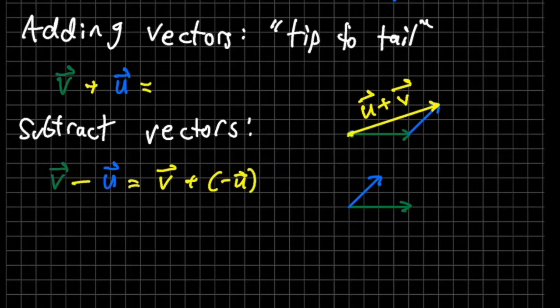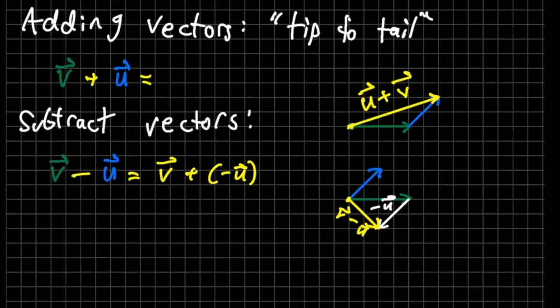And negative u is down 2, sorry, down 2 to the left 2. This is negative u. So we can take negative u and move it tip to tail to v. And then the corresponding vector, or the difference between the vectors, is going to be that final vector starting at that starting point and ending where, once we add them tip to tail, we end up. So here we have v minus u. And here the order matters. So this is how we can add and subtract vectors.